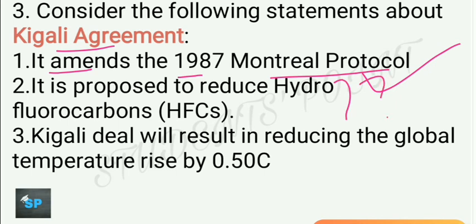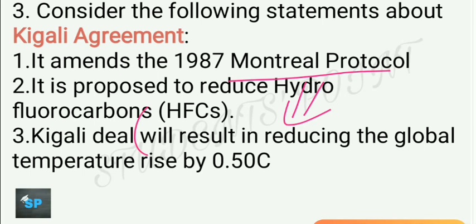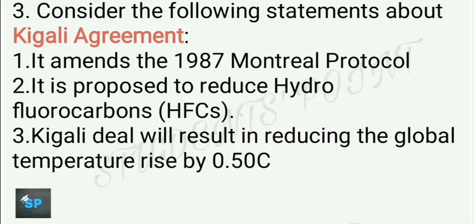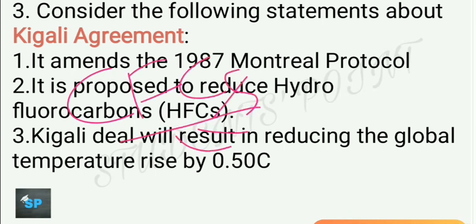What is the Montreal Protocol? See, the Montreal Protocol was signed with the aim to eliminate the use of ozone depleting substances, like CFCs, that is chlorofluorocarbons. Chlorofluorocarbons are very dangerous for the ozone layer. The ozone layer is useful for humanity because it protects us from the incoming UV rays.